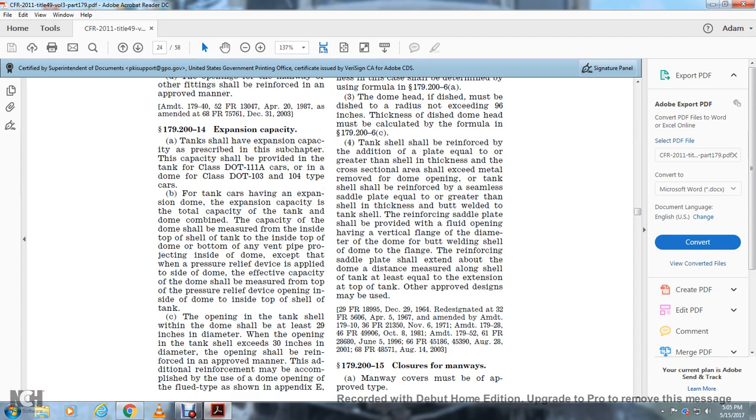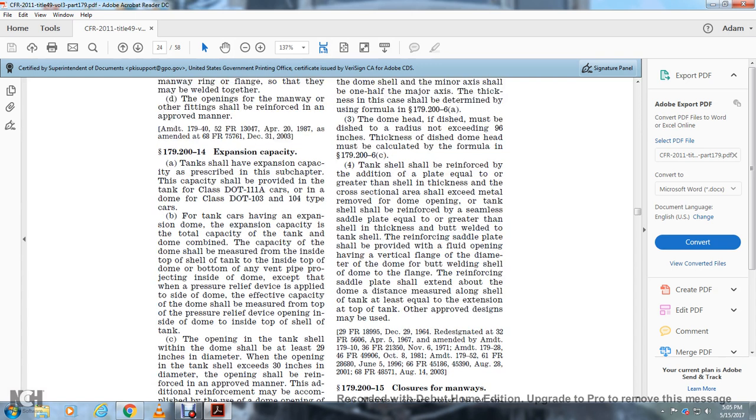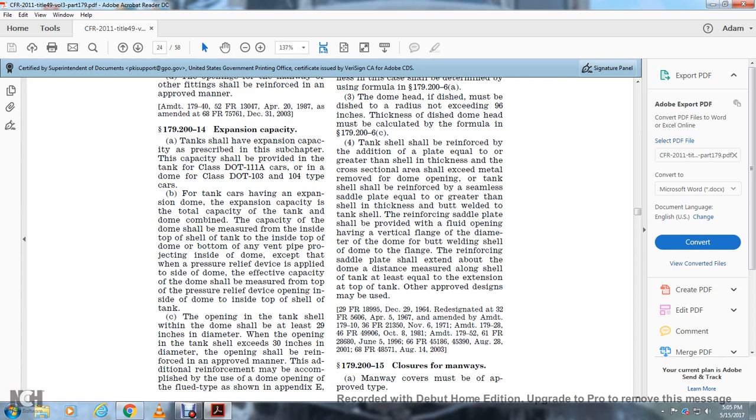For the tank having an expansion dome, the expansion capacity is the total capacity of each of the tank and the dome combined, with the capacity of the dome measured from the inside of the top of the shell and the inside top of the dome and the bottom of any vent or pipe projecting inside the dome, except that when a pressure relief device is applied on the side of the dome, the effective capacity of the dome shall be measured from the top of the relieving device opening in the inside of the dome to the inside of the top of the shell.